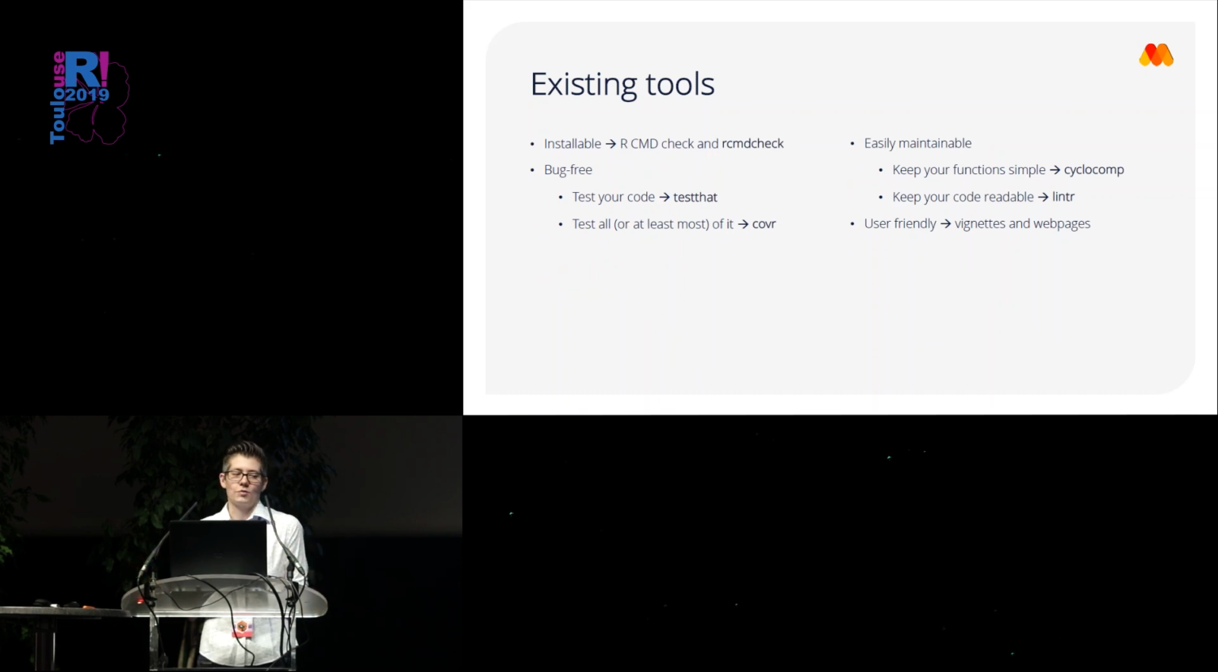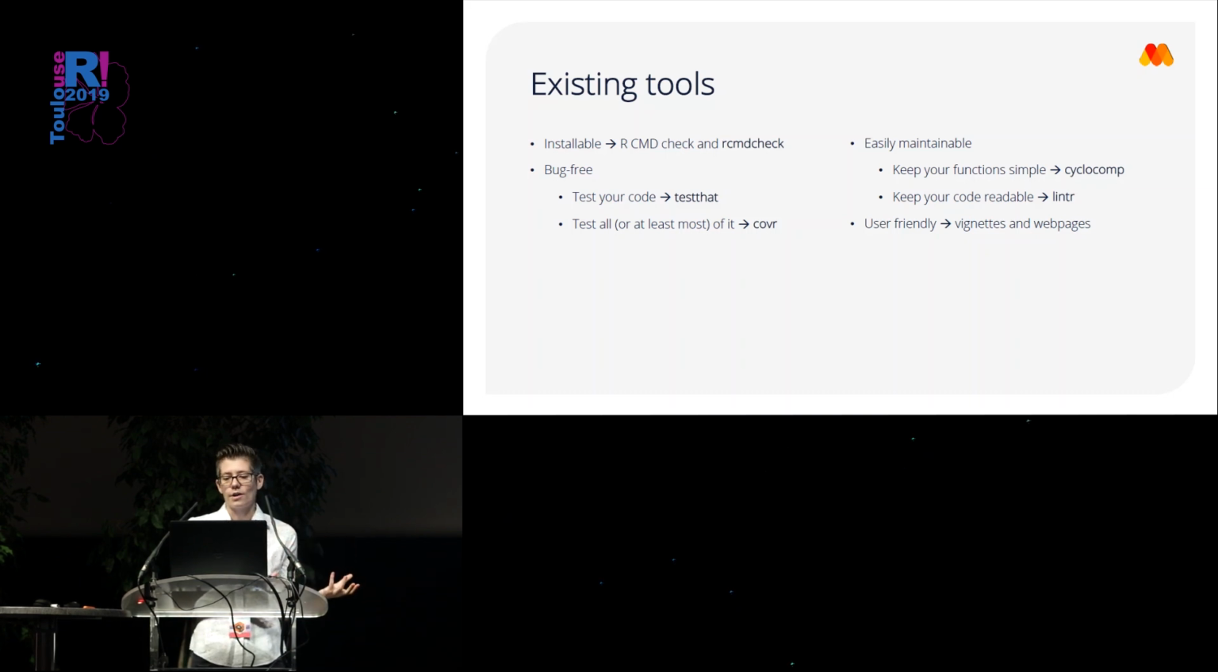Our community has spent considerable effort already on making tools to make this as smooth as possible. So our command check doesn't only check that it's installable, but a whole bunch of other things, and is the standard for getting your package on CRAN. Tests are the go-to tool to make your code as bug-free as possible. The testthat package provides a framework for unit tests. The covr package calculates test coverage. That's the measure of how much of your code is actually run when you run your tests.